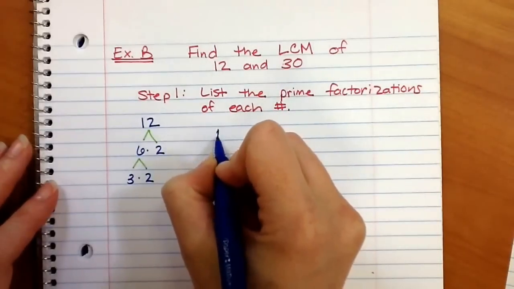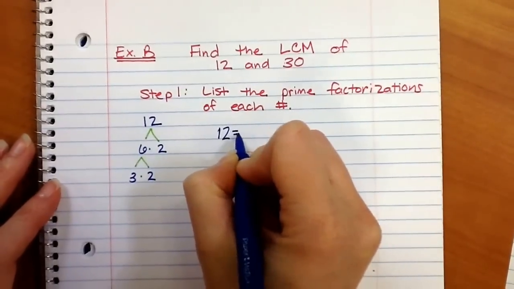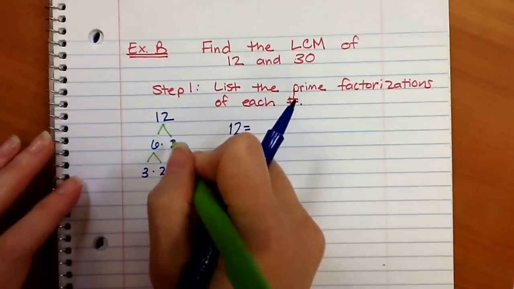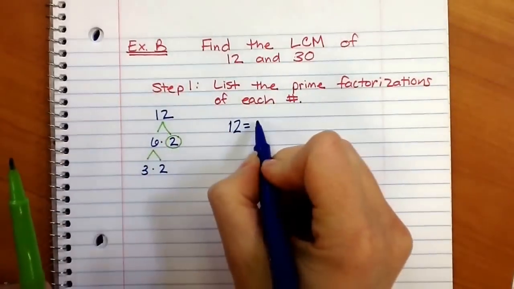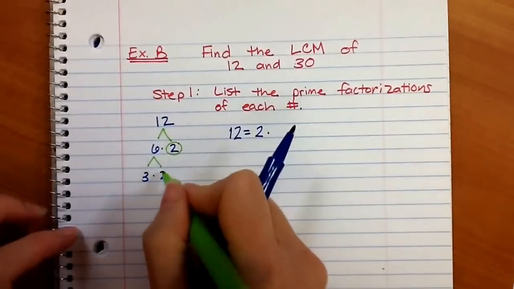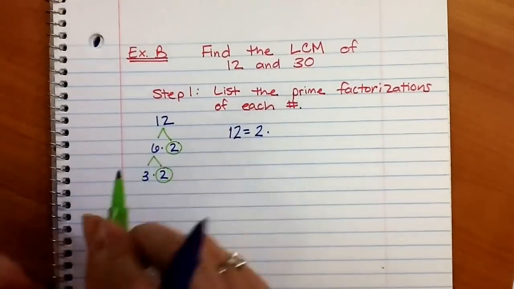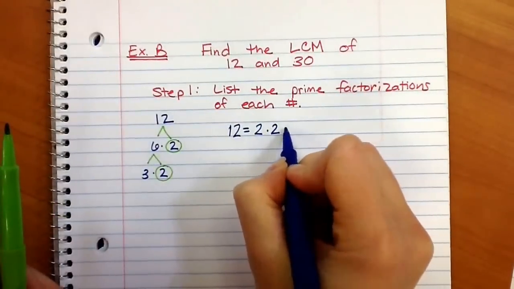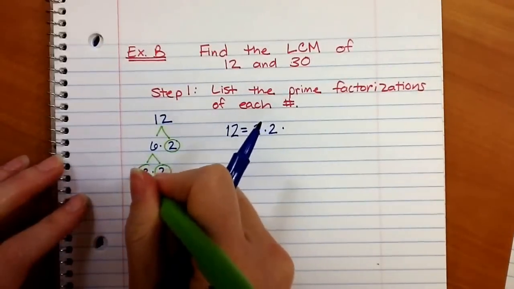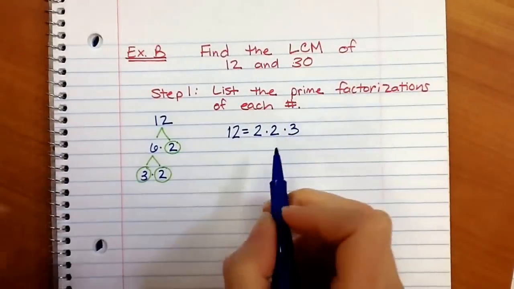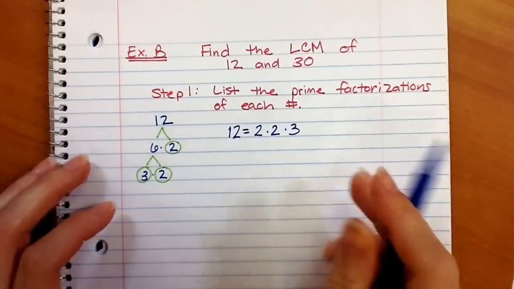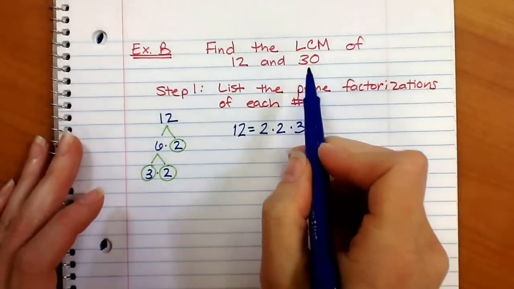And I'm going to say 12 equals, and remember, sequential order. We're putting them least to greatest. 2 times 2 times 3. I've identified all my prime numbers, and I now have them in my equation here. Now I need to find the prime numbers for 30.